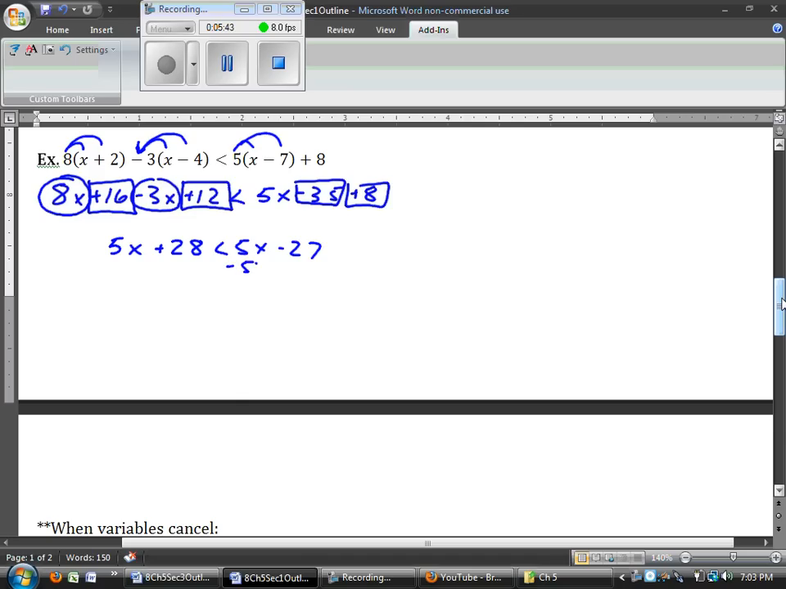Now we're going to combine our x's. What happens? 5x's, both of them cancel out, and 28 is less than negative 27. Now I take a look at that. I have to ask, is 28 less than negative 27? The answer, of course, is no, false. Do we remember what happened when you had an equation where the variables canceled out? I hope so, because when they have a false statement, that means we have no solutions. Okay? Variables cancel out, false statement was no solutions. I hope we remember that.